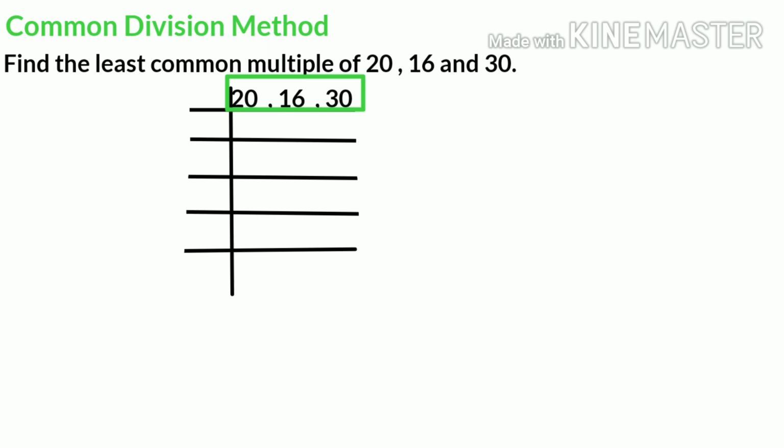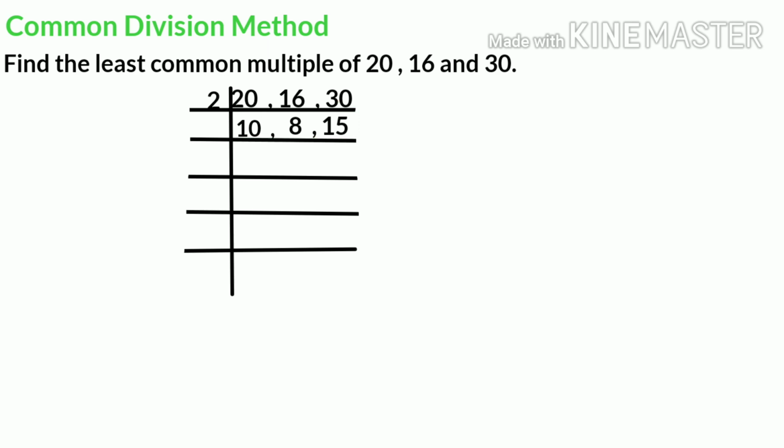All the three numbers are divisible by the smallest prime number 2. So let's divide them by 2. When we divide 20 by 2, we get 10 as the quotient. When we divide 16 by 2, we get 8 as the quotient. And when we divide 30 by 2, we get 15 as the quotient. The quotients 10, 8 and 15 are not prime numbers, so we will continue the division.